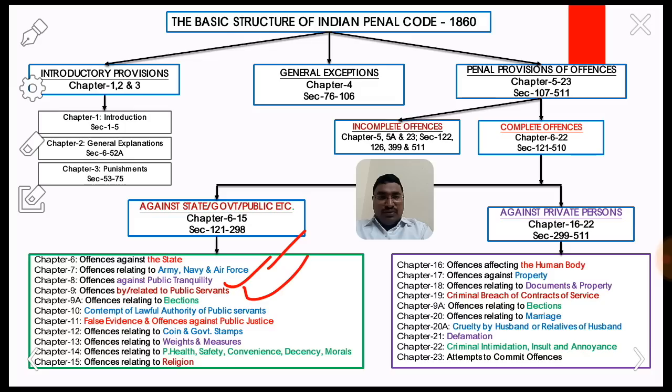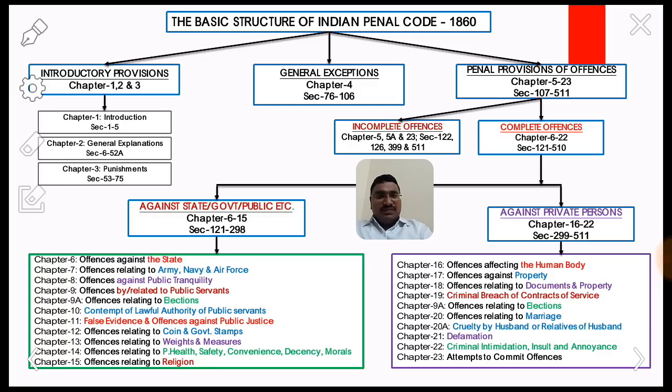Chapter 9A is related to elections. Chapter 10 deals with contempt of lawful authority of public servants. Chapter 11 deals with false evidence and offences against public justice. Chapter 12 speaks about offences relating to coin and government stamps. Chapter 13 deals with offences relating to weights and measures. Chapter 14 deals with offences related to public health, safety, convenience, decency and morals. Chapter 15 deals with offences related to religion.